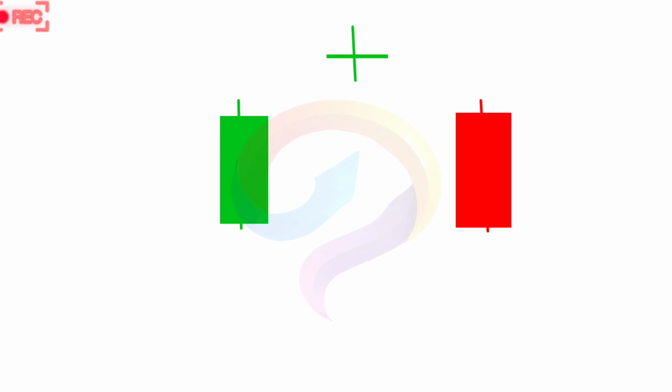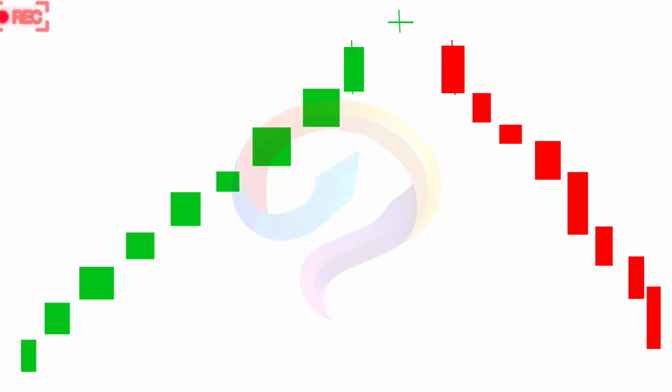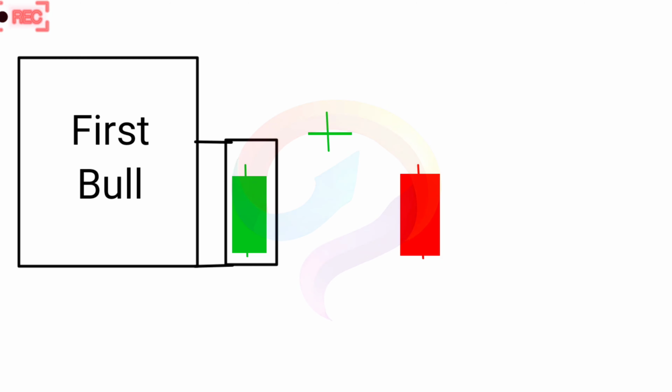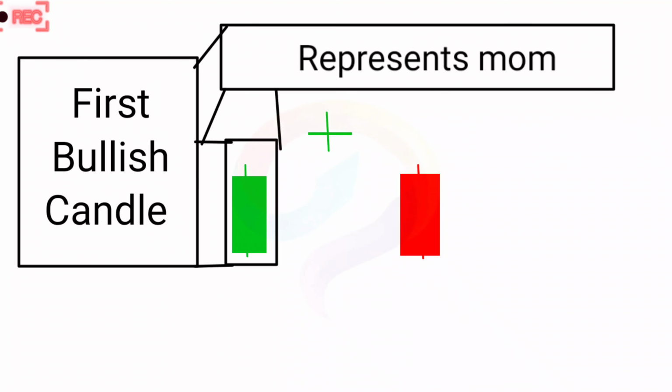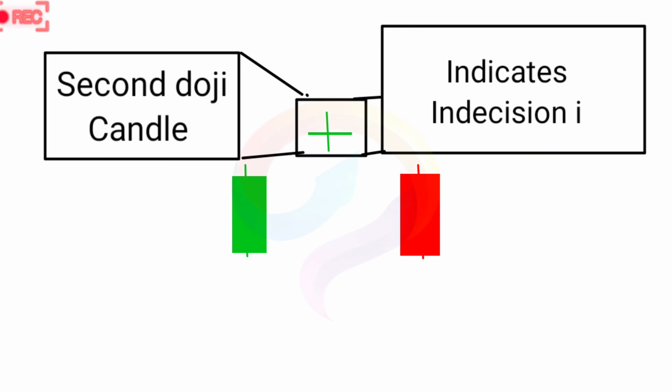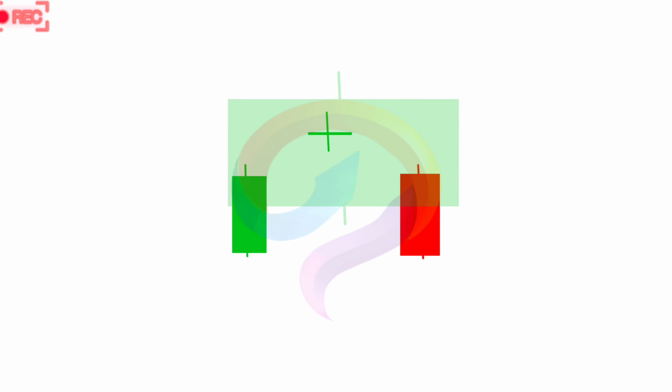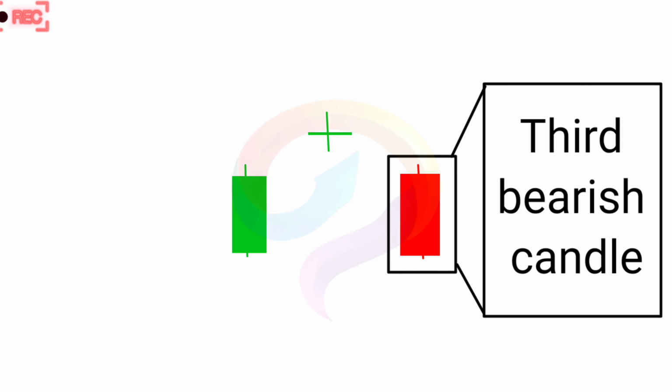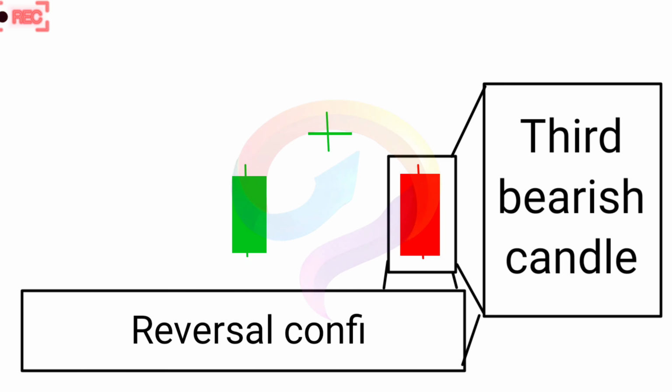On the other hand, the bearish abandoned baby pattern occurs at the top of an uptrend. The first candle is a long and bullish candle that represents the momentum of the uptrend. The second candle is a small and bullish candle or a doji that indicates indecision in the market. The second candle doesn't overlap with the first or third candle. The third candle is a long and bearish candle that confirms the trend reversal.